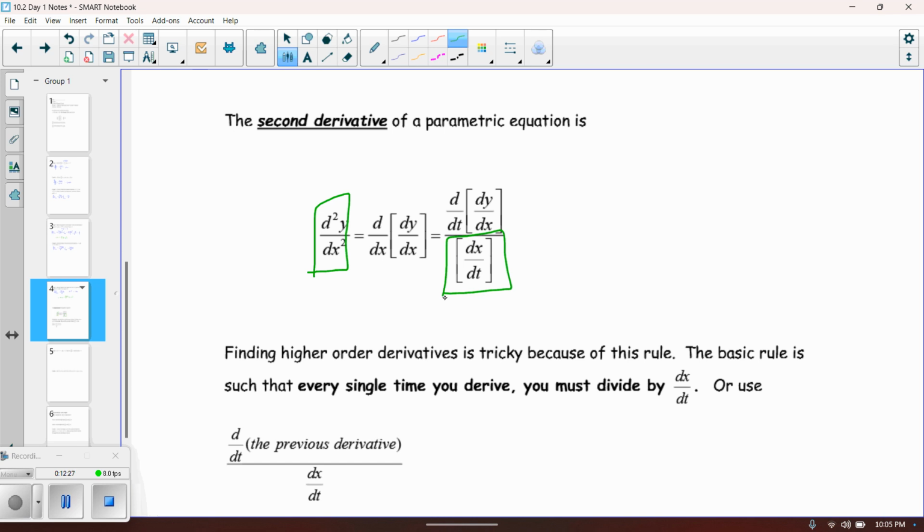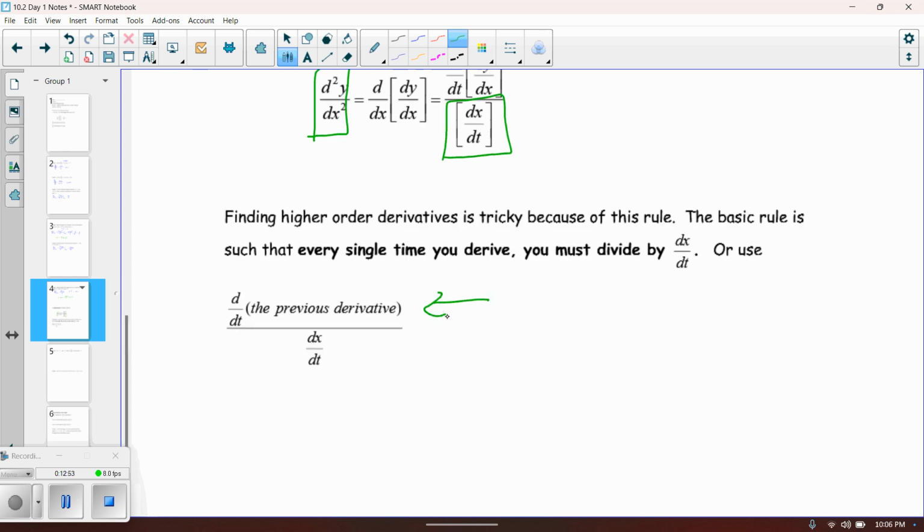This is going to take place for any higher order derivative in parametrics. If you were doing the fourth derivative, you would take whatever you got as the third derivative, take its derivative, and then divide by another dx over dt. That will occur every single time for a higher order derivative. So just don't forget that part. And it says it right here: you take the derivative of the previous derivative and divide it by another dx over dt. That is the rule for higher order derivatives in parametrics. Again, not terribly difficult, but it can get kind of messy with higher orders.